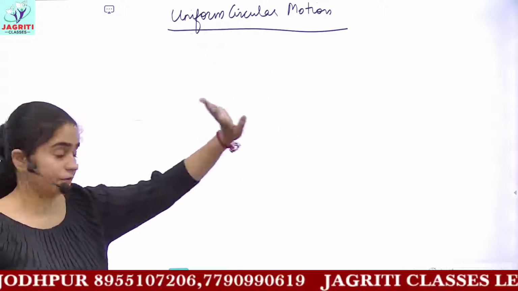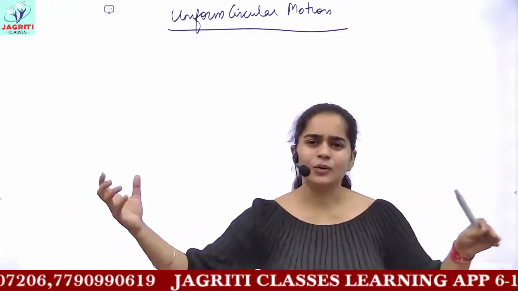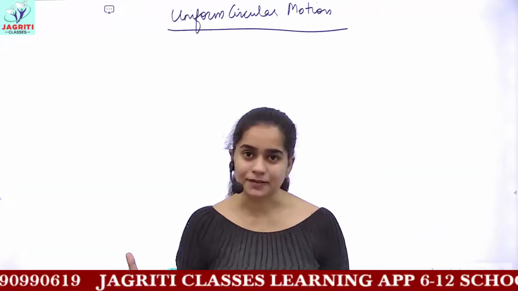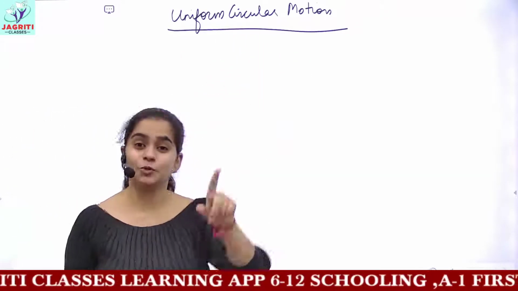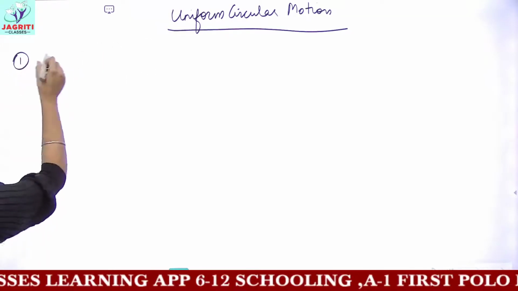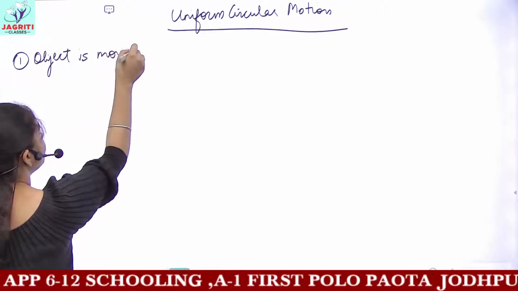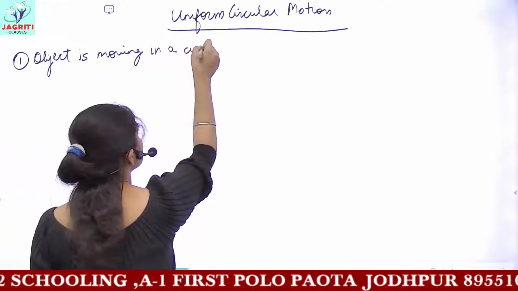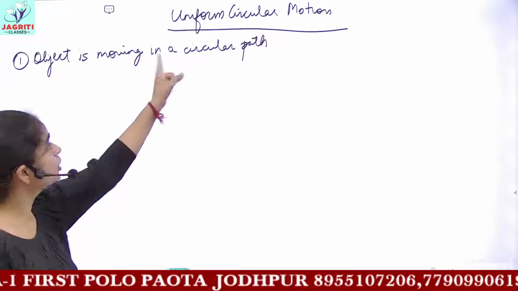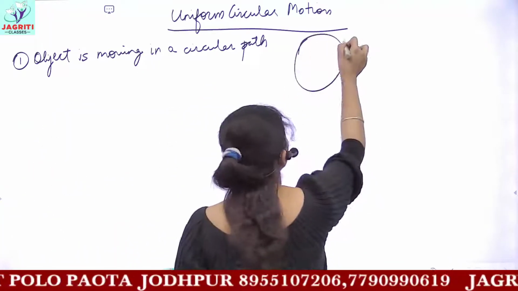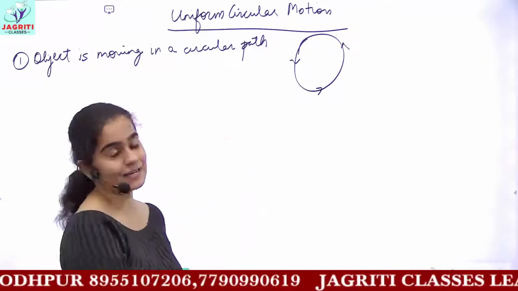Uniform circular motion. Until now, all the motions we were dealing with were rectilinear, that is, the object was moving in a straight path. So I am calling it rectilinear motion. But in this topic you have to study circular motion. This means uniform circular motion, the first point would be the object is moving in a circular path. In uniform circular motion, the object moves in a circular path. The object is moving either clockwise or anti-clockwise.